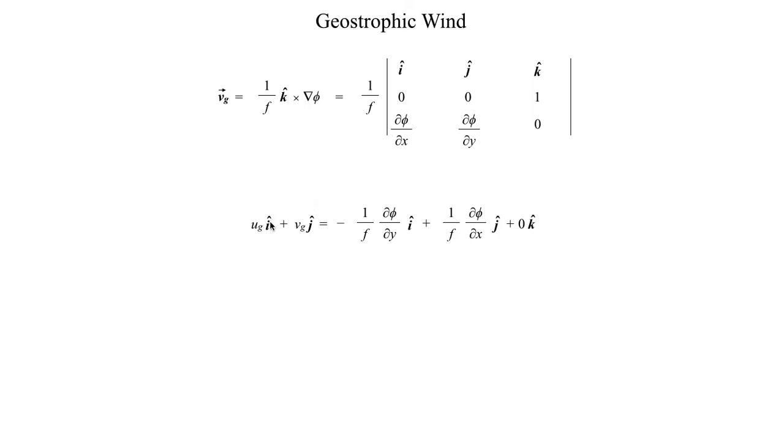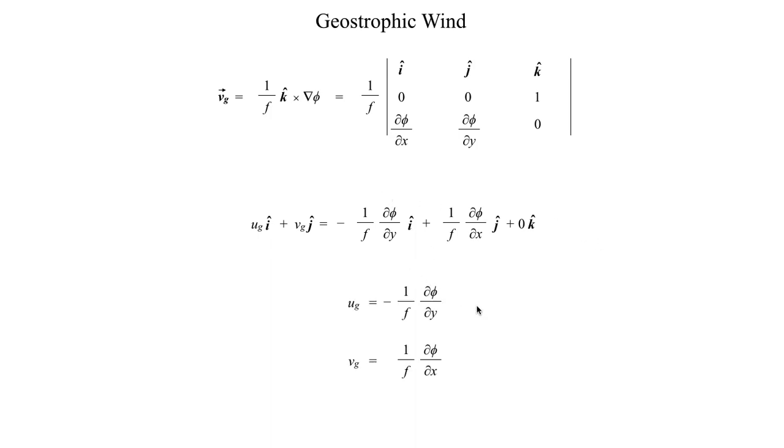And just like before, whatever is in the i-hat on the left-hand side must be equal to the i-hat on the right-hand side. So that means the zonal component of the geostrophic wind must be equal to minus 1 over f times d phi dy. And then whatever's in front of the j-hat on the left-hand side must be equal to whatever's in front of the j-hat on the right-hand side. So that would mean we have Vg equals 1 over f times d phi dx. And again, no vertical component in the geostrophic wind.